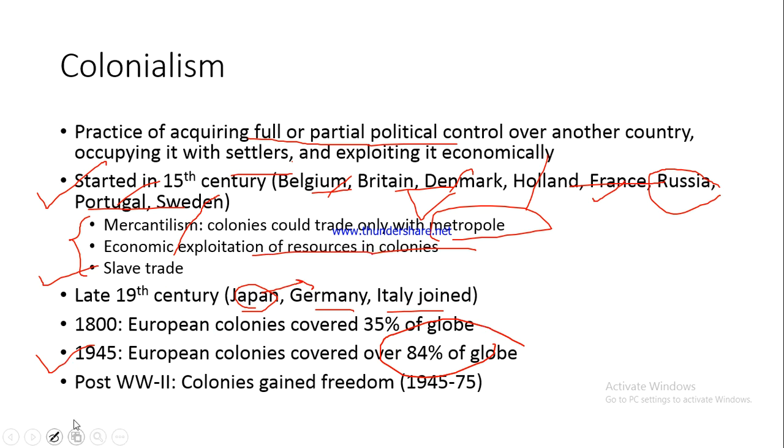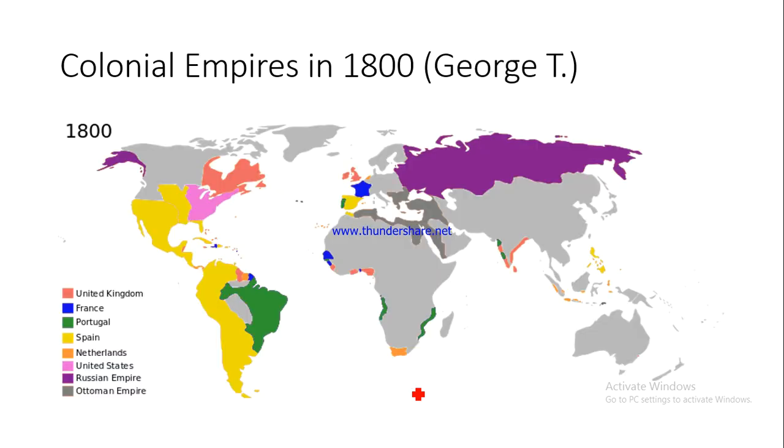However, what happened after World War II, there were so many factors which worked together and many colonies started gaining freedom, and most of them gained freedom in this time span 1945 to 75. India itself gained its freedom in 1947, and there were so many other countries which were freed from the colonial rule after 1945 in the next 30 years. Now this is just to give you an idea of who the major colonial powers were in 1800, right?